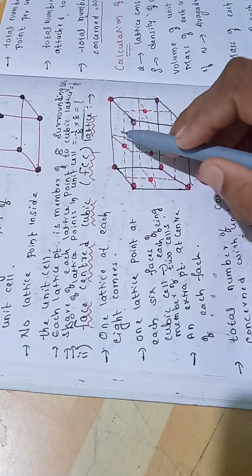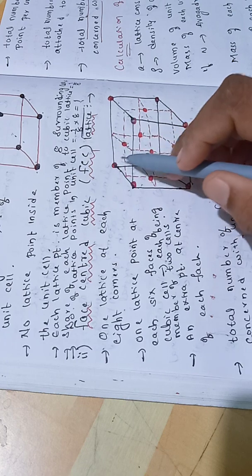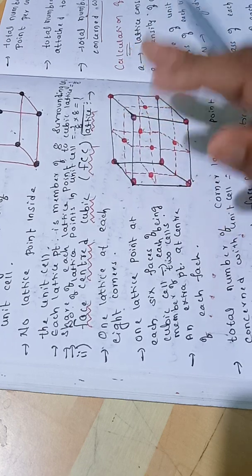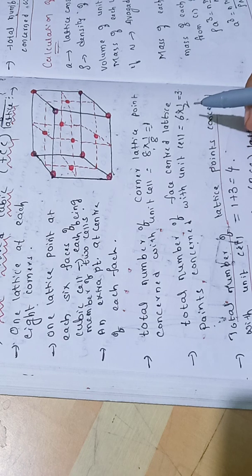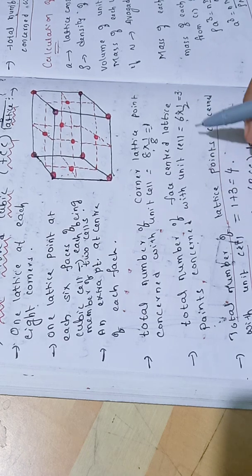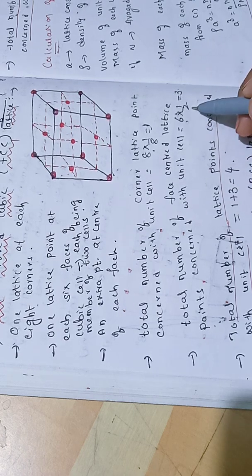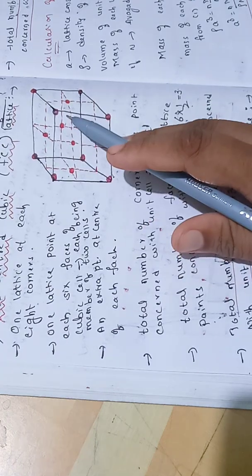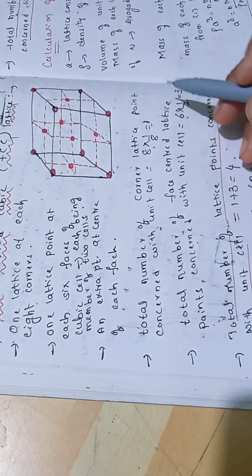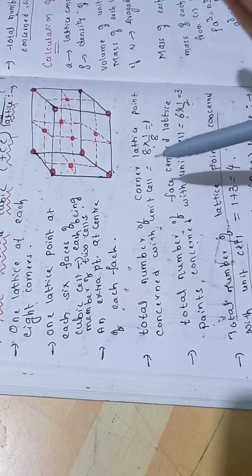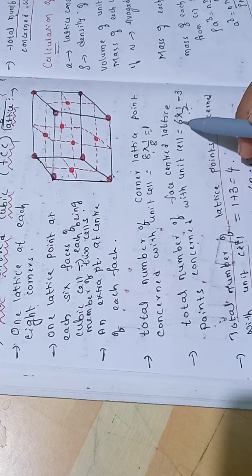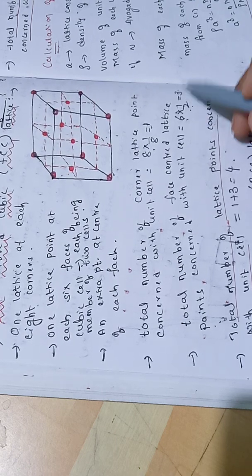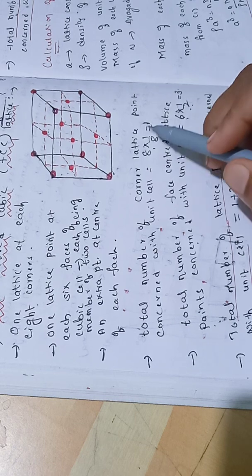Again each lattice point at the face center is surrounded by 2 unit cells. So share will be 1 by 2. So in such a way 6 faces are there, no? So now the total number of face centered lattice points with unit cell is 6 into 1 by 2. 6 faces are there and each being the member of 2 unit cells. So the share will be 1 by 2 into 6 faces, that is equal to 3. So number of lattice points becomes 3 plus 1.